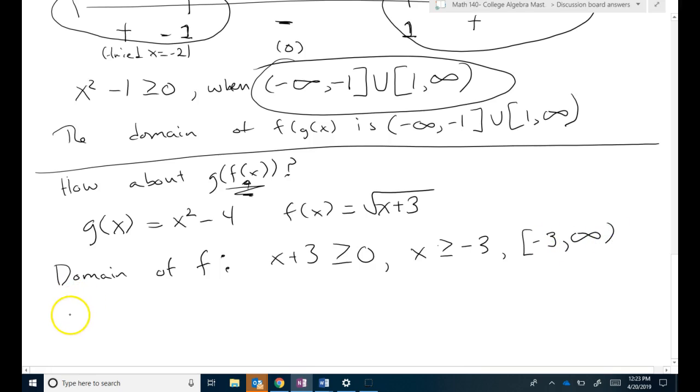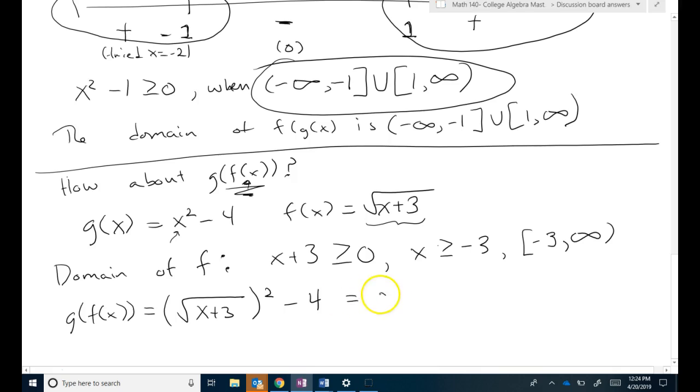Then I'm going to find the composition g of f of x. We don't find the domain of g, we're going to find the domain of the composition. So I'm going to take this, and what that's going to do is input my f of x everywhere I see an x in g. So this is now the square root of x plus 3, squared, minus 4.